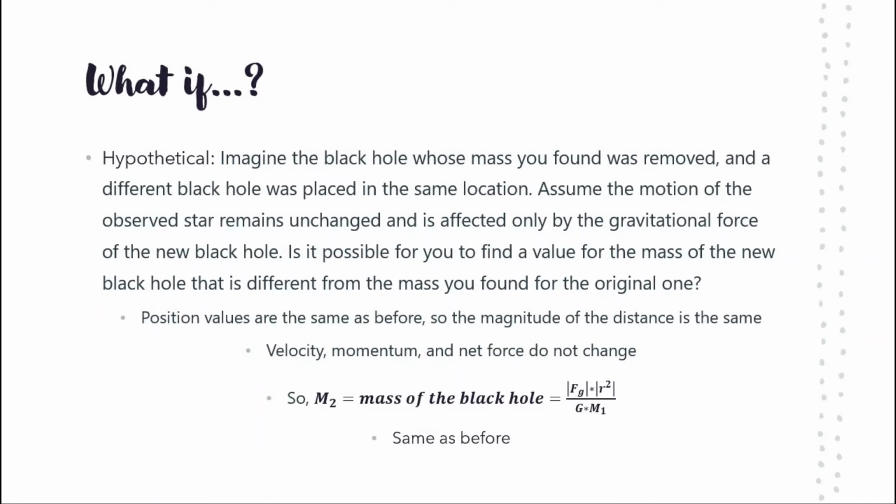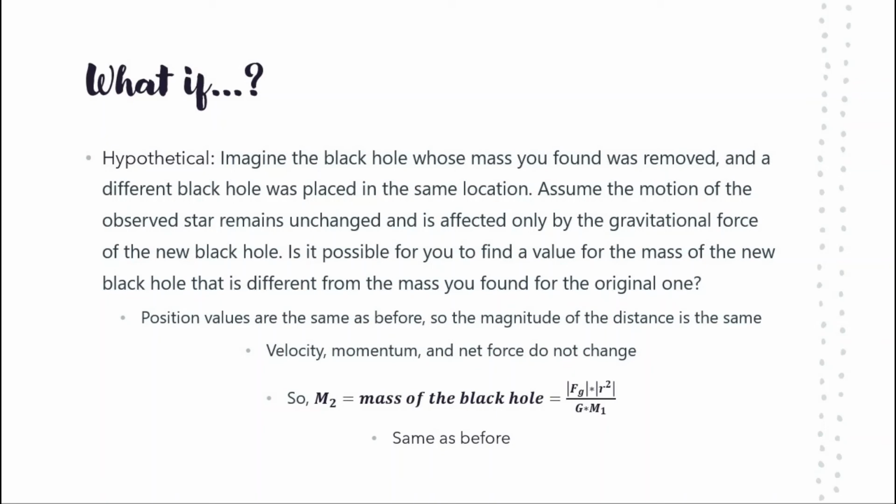Now to look at a hypothetical situation. Imagine the black hole whose mass I found was removed, and a different black hole was placed in that same location. If we're assuming that the motion of the observed star remains unchanged and is affected only by the gravitational force of the new black hole, would it be possible for me to find a value for the mass of the new black hole which is different from the mass we calculated for the previous one?